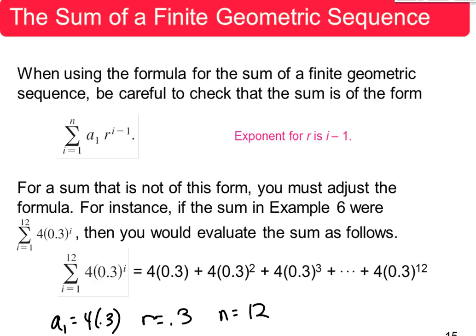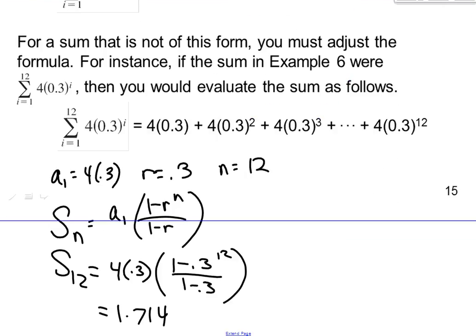Okay, so when you're using this formula for the sum of a finite geometric sequence, you have to be careful to check that it's in this form, and that one was correct. It was i equals 1 to 12, a sub 1, r to the i minus 1. And if we have this one, and I have the work just written here, this one deceptively looks the same, but what's the difference about that exponent? Right, there's no minus 1, it's to the i.